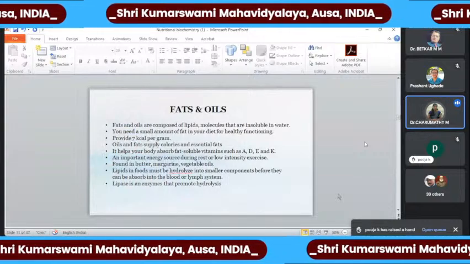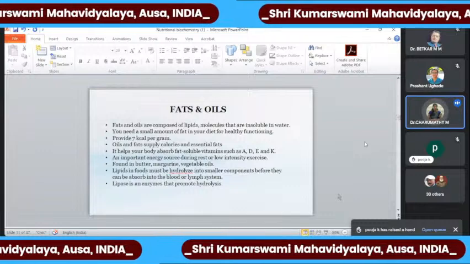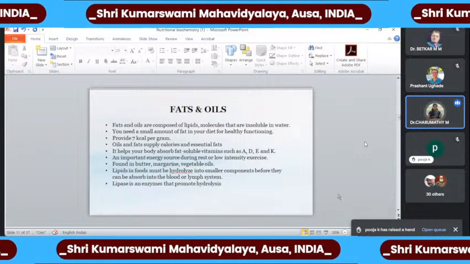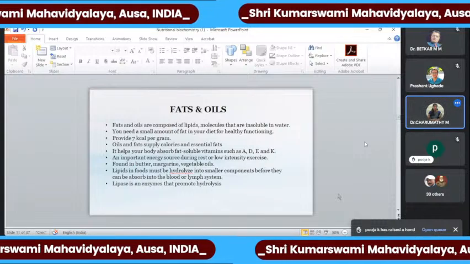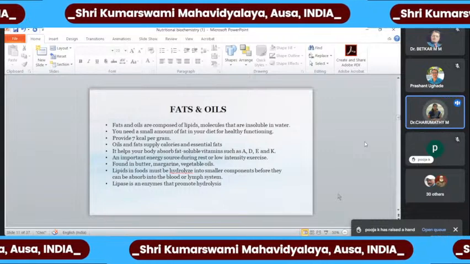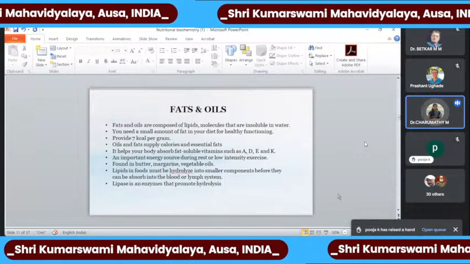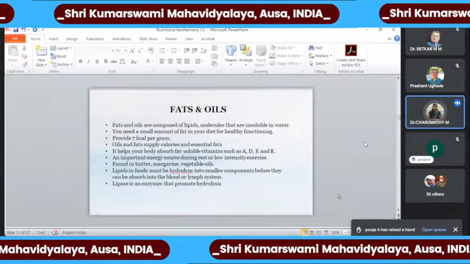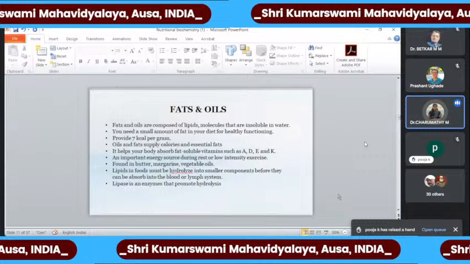Then another macronutrient, fats and oils. Fats and oils are composed of lipids. They are insoluble in water, and we need a small amount of fat in our diet so that healthy functioning will happen. It provides 7 kilocalories per gram. It helps your body absorb fat-soluble vitamins such as A, D, E, and K. It provides an energy source during rest or low-intensity exercise. It is found in butter, vegetable oils, etc. The enzyme that acts on fats and oils is lipase.